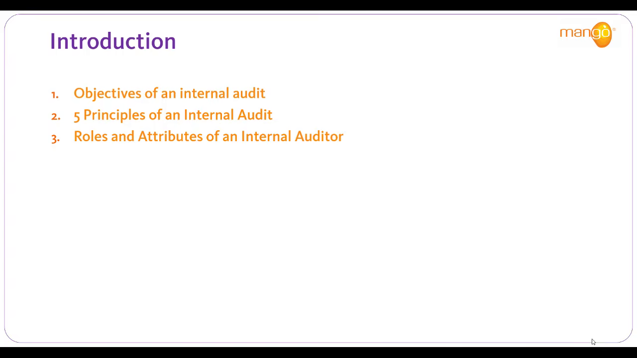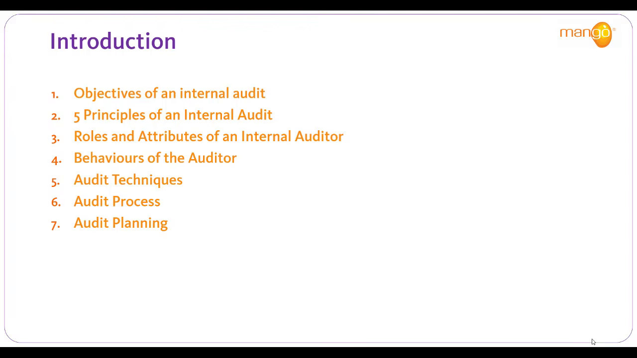In today's training session, you're going to learn how to set objectives for your internal audit. What are the 5 key principles of an internal audit? What are the roles and attributes of an internal auditor? What sort of behaviours should an internal auditor present? The audit techniques on how to actually conduct and question people, the audit process, how to conduct an internal audit from the planning through to the report writing. We then discuss how to do that planning in detail, and finally we discuss the report writing.